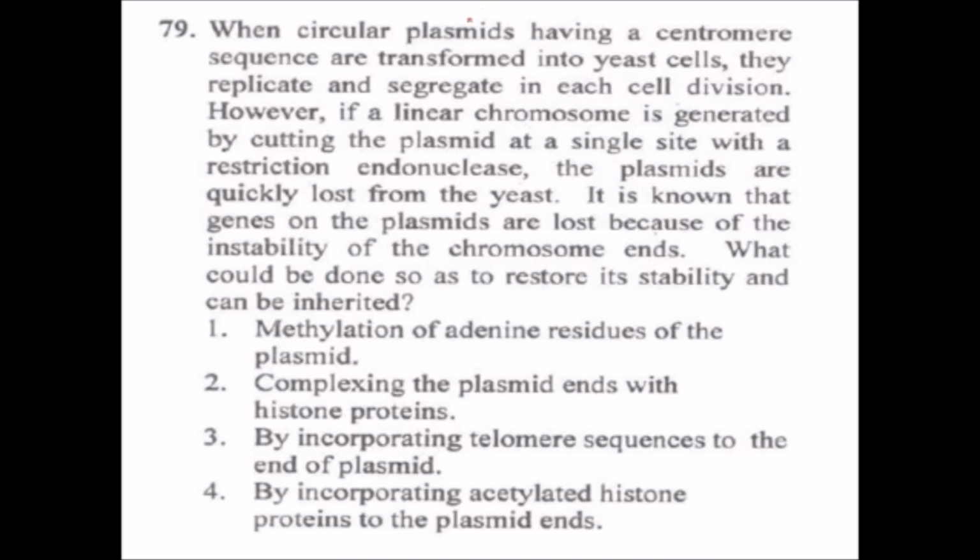Next question: when circular plasmids having a centromere sequence are transformed into yeast cells, they replicate and segregate at each cell division. However, if a linear chromosome is generated by cutting the plasmid at a single site with a restriction endonuclease, the plasmids are quickly lost from the yeast. It is known that genes on the plasmid are lost because of the instability of the chromosome ends. What would be done so as to restore its stability so that it can be inherited?